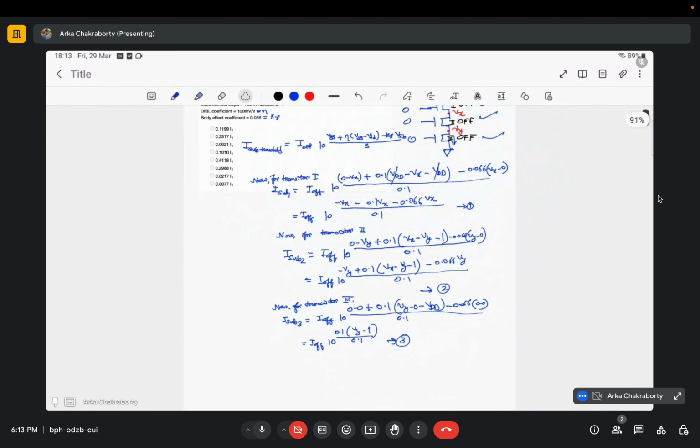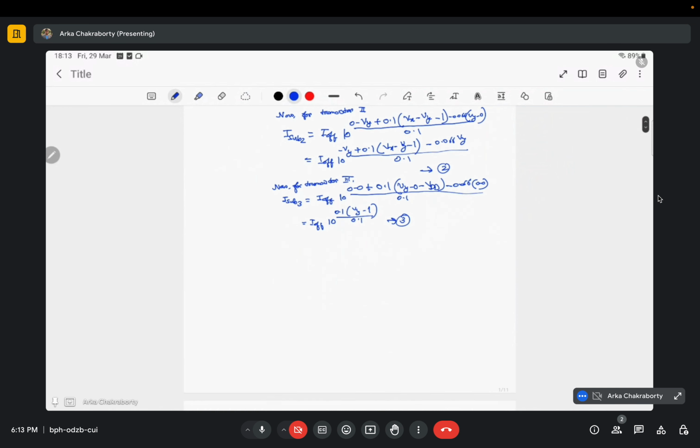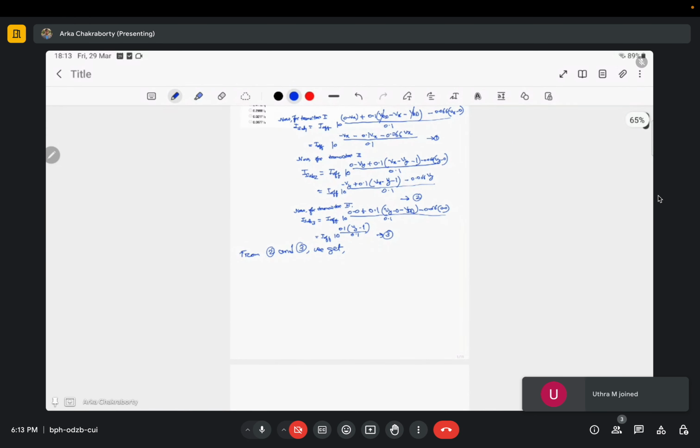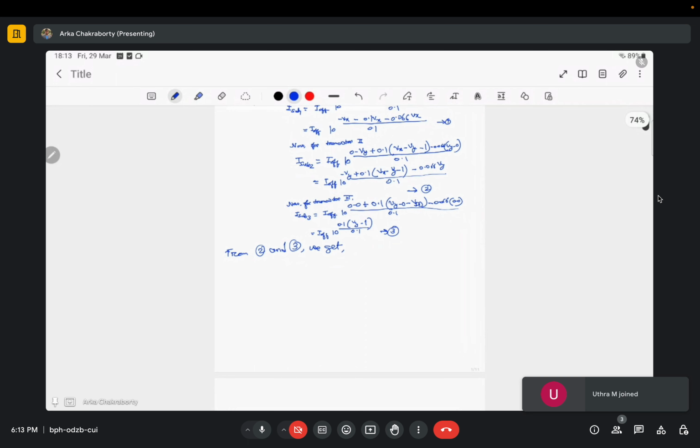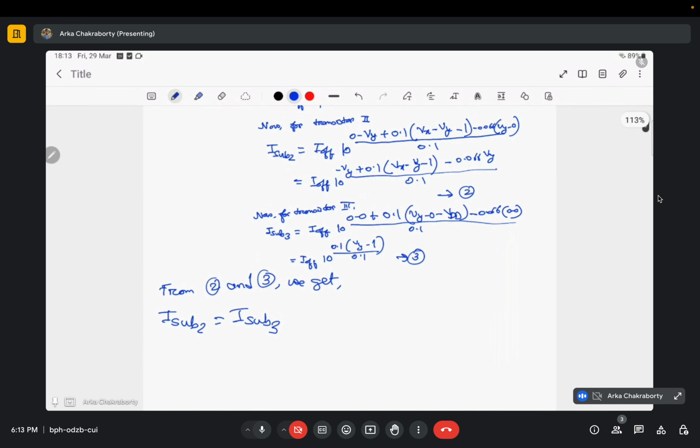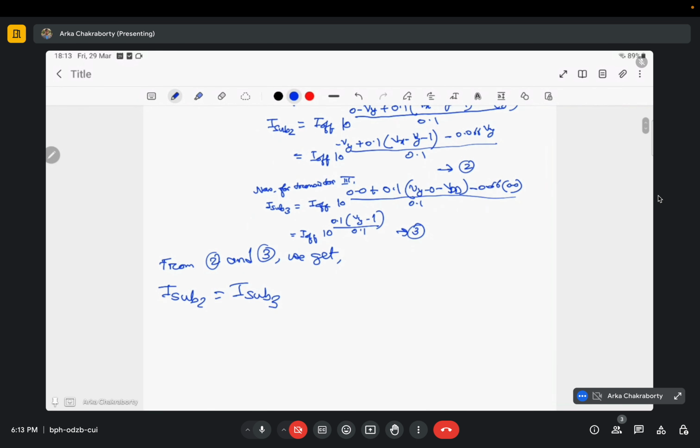Okay, so now what I will be doing, I will be equating equations 1, 2 and 3. So first let me equate equation 2 and 3. So from 2 and 3 we will be getting I sub 2 equals I sub 3, correct? And you can see here I0 into 10 to the power is common, so I can simply cancel these two.